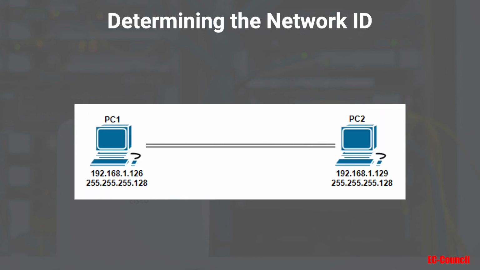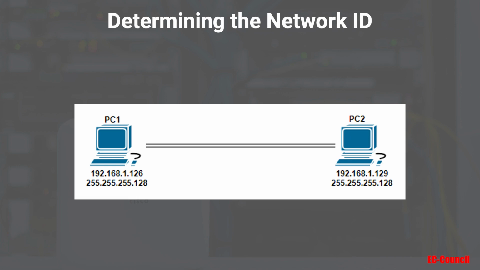Take a look at these two devices. We have PC1 and PC2. Both of these PCs have an IP address and a subnet mask. PC1's IP address is 192.168.1.126. PC2 is 192.168.1.129. Their subnet masks are exactly the same. But there's a problem. PC1 is not able to communicate with PC2 and vice versa. The IP addresses are configured exactly as shown together with a subnet mask.